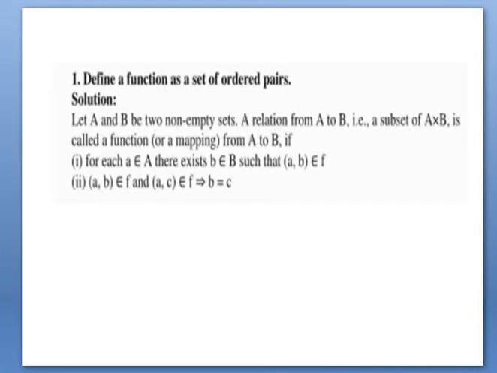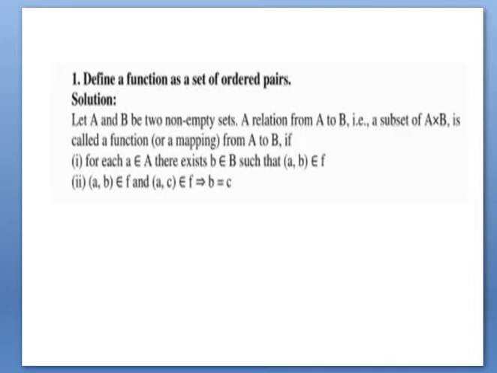So here the first question is, define a function as a set of ordered pairs. Now in our previous class we have already done what ordered pairs are. Now on the basis of an ordered pair you have to define a function. So here is the solution. Let A and B be two non-empty sets.